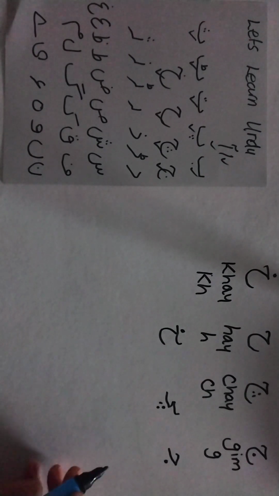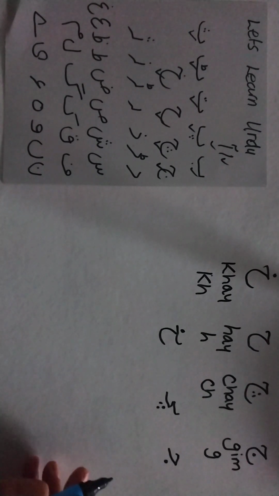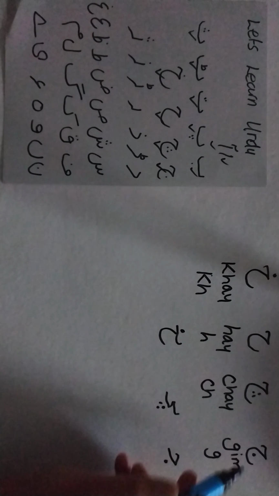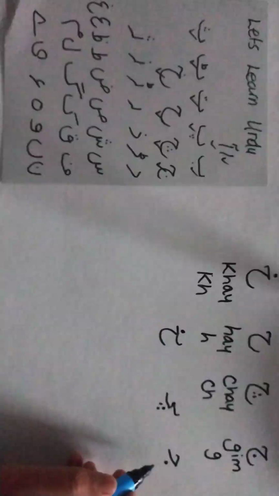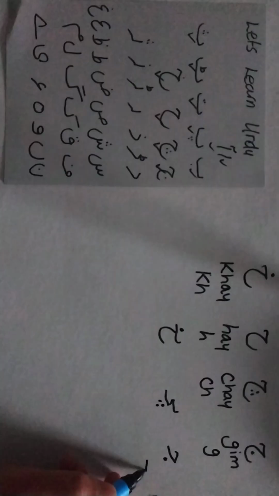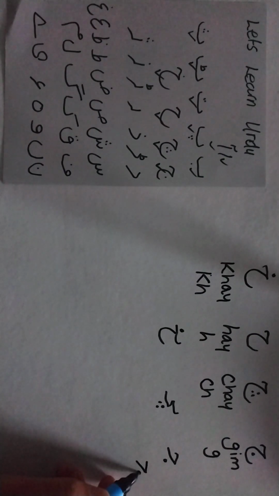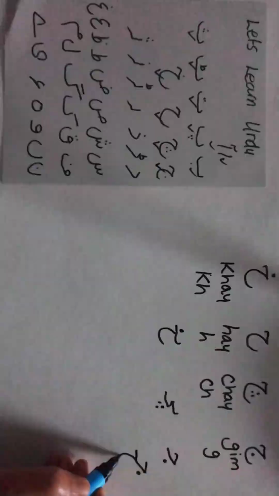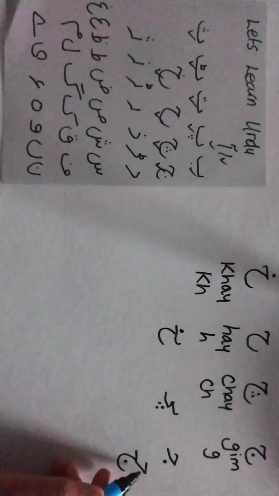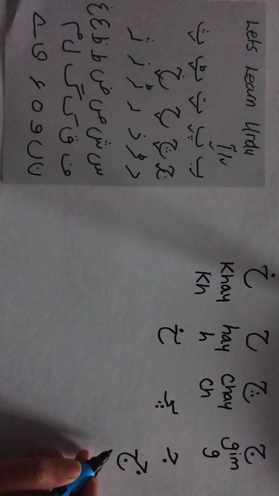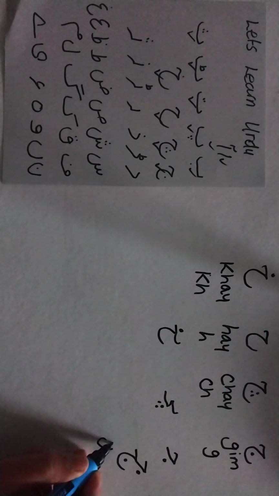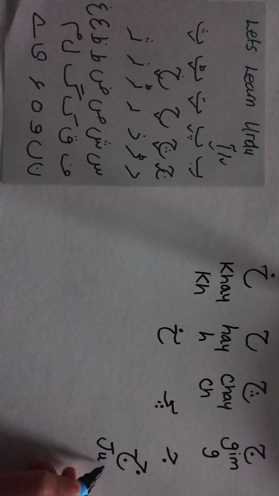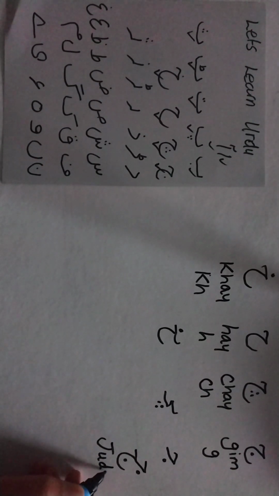So the words we can make with the J: we have a J in the beginning and J at the end. Judge. So it's an English word too, judge.